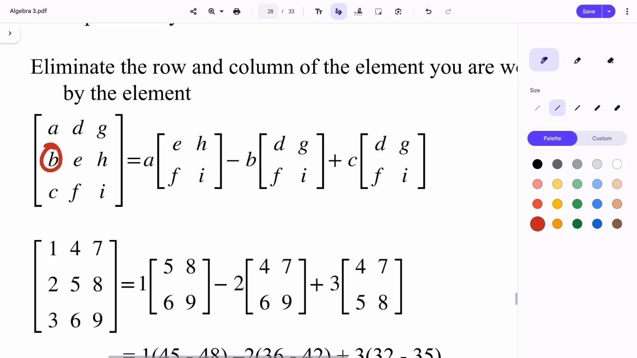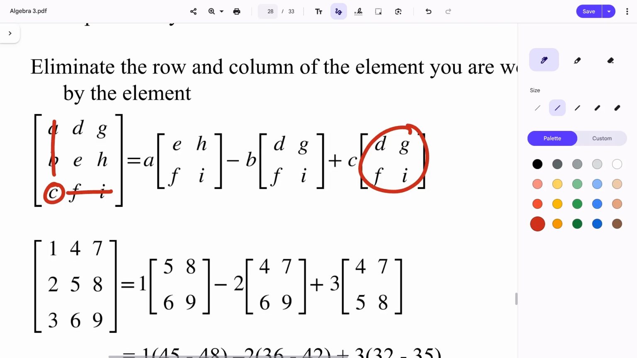If I have B, because that's what they wrote second, I would eliminate the E, H, and the A and the C. And that's where we're getting the D, G, F, I from. So you're eliminating the row and the column from the A, the B, and the C. And then the last one, if we started with C, we would get rid of F, I, and A, B, and you're left with D, G, F, and I.